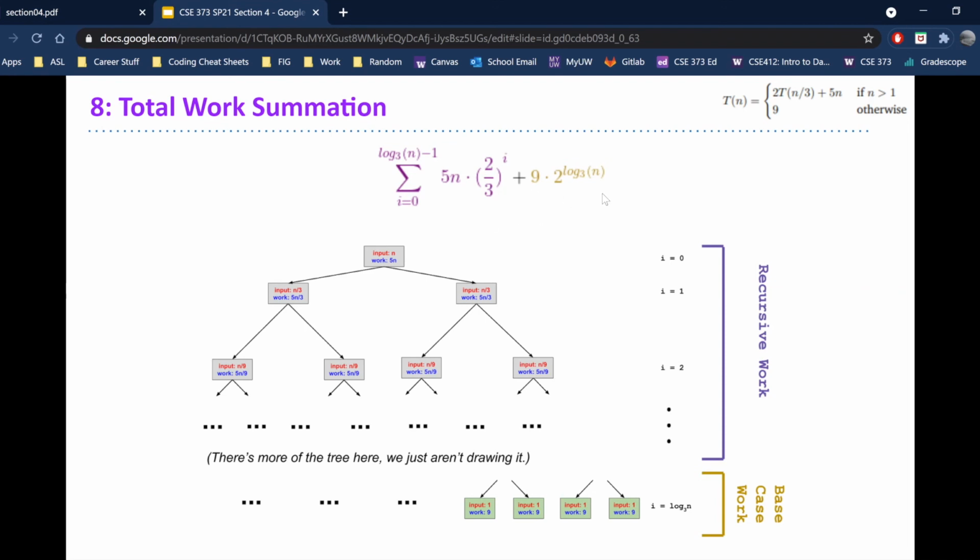But in the base case, we can see the distinction a little more clearly between the number of nodes, given by 2 to the log base 3 of n, multiplied by the total amount of work done per node, which is given by 9. Then when we sum it together, we'll get our total work summation. And that is question number 6.